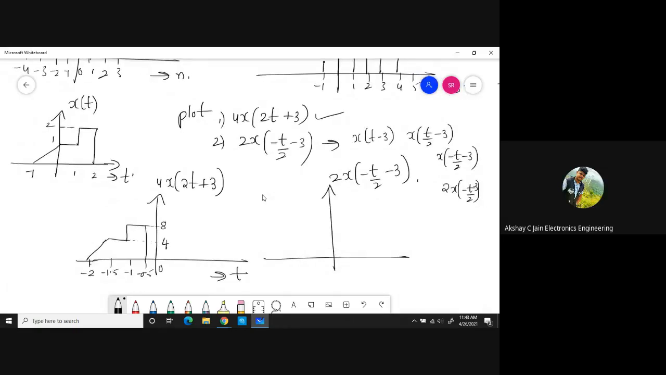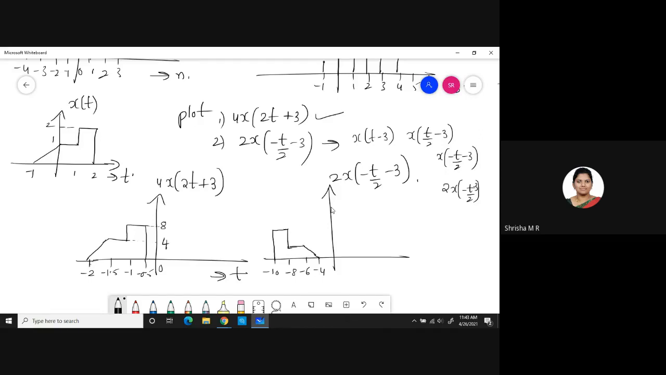So tell me, from where to where will the signal exist? Minus 10 to minus 4. Correct. Minus 10, minus 8, minus 6, minus 4. So the signal will be like this. Correct?